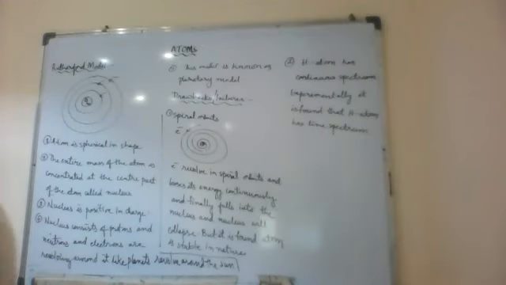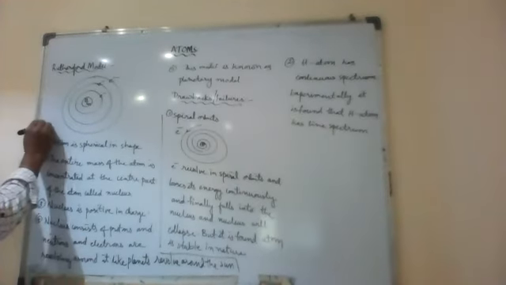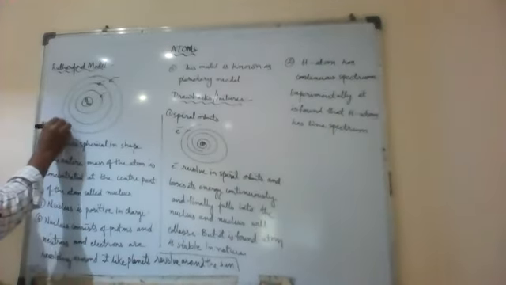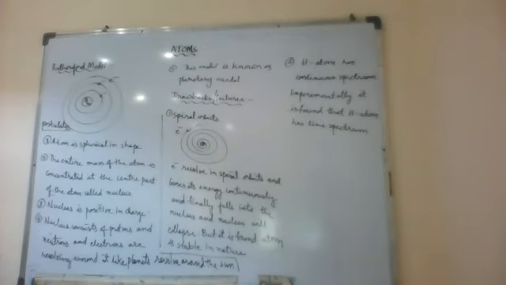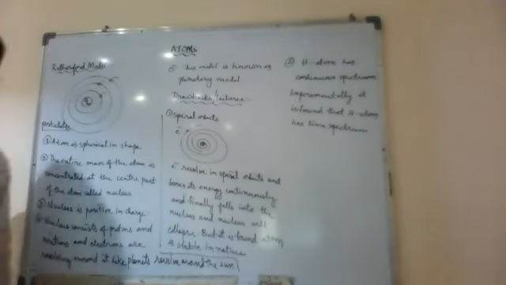Okay, so these are the postulates and drawbacks of the Rutherford model. You can write this as postulates. These are the postulates of the Rutherford model. Yeah, postulates and drawbacks of the Rutherford model. Now, clear? Any doubt in this? Yes, Mr. Joshua Jawan, is it clear?